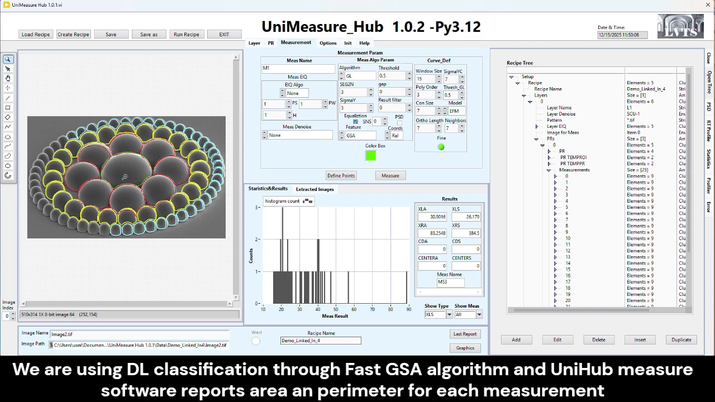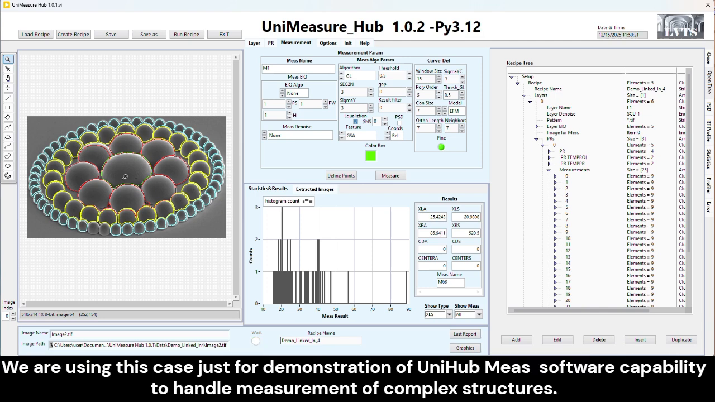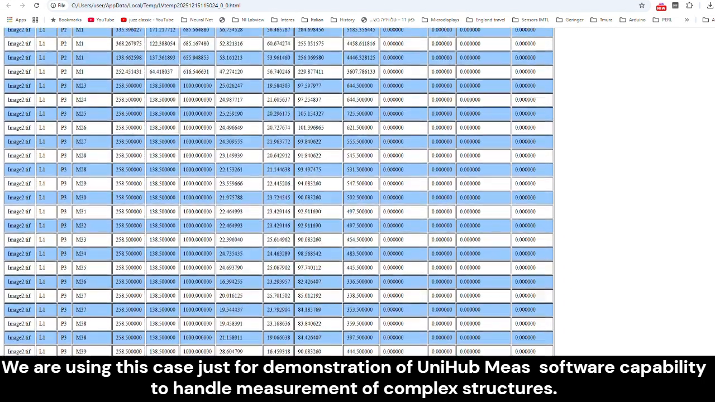We are using DL classification through the fast GSA algorithm, and UniHub Measure software reports area and perimeter for each measurement. Additional data could be collected and exported for post-processing formula measurement. We are using this case just for demonstration of UniHub measurement software capability to handle measurement of complex structures.